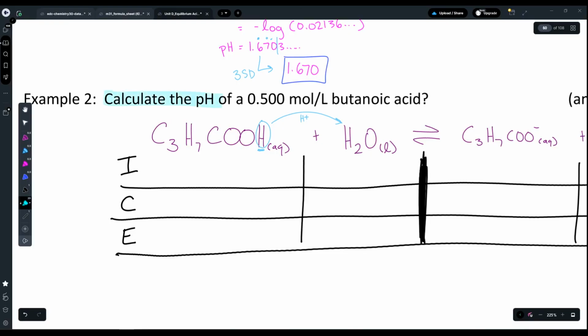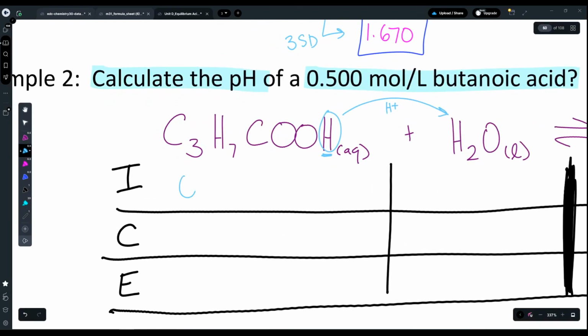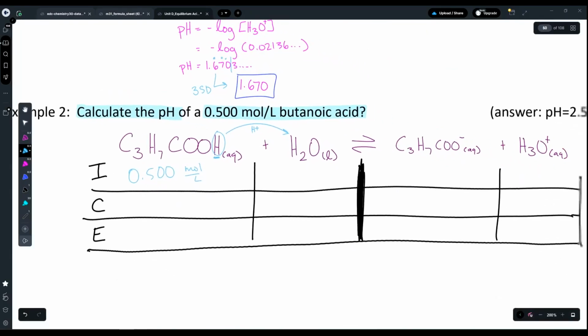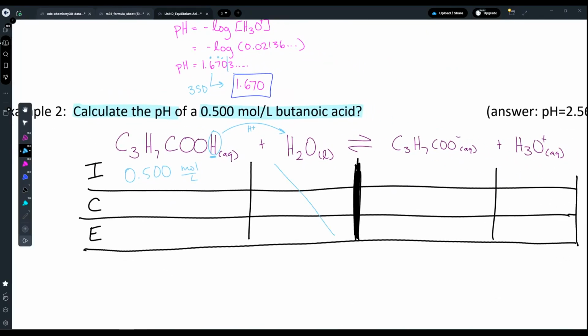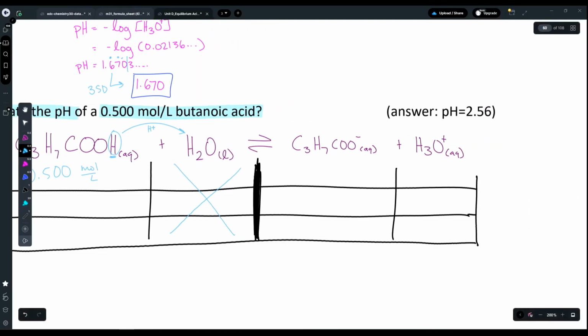Okay, so we're calculating pH, and we've got 0.5 mole per liter of butanoic acid. So I'm going to put that 0.5 in the initial row. Water is our only liquid. It's not included in the equilibrium law expression. And because our products are not mentioned, we assume that they are 0 moles per liter.